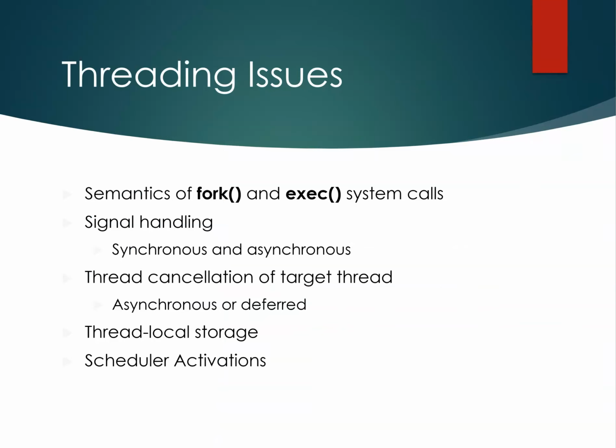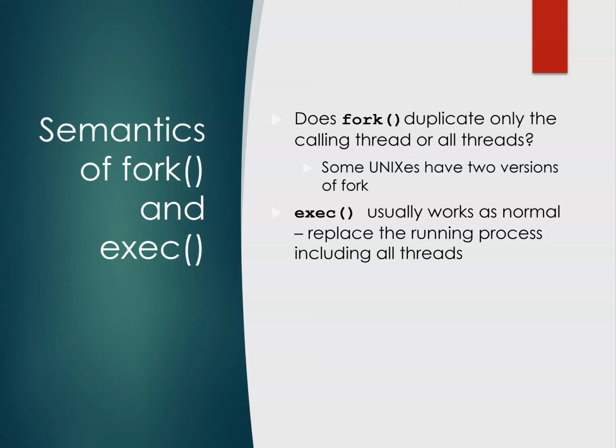So let's talk about some threading issues and the semantics of fork and exec. Signal handling, which has both synchronous and asynchronous versions. How do we cancel a thread? We can either do it asynchronously or deferred. What are thread local storage concepts, and what are scheduler activations?